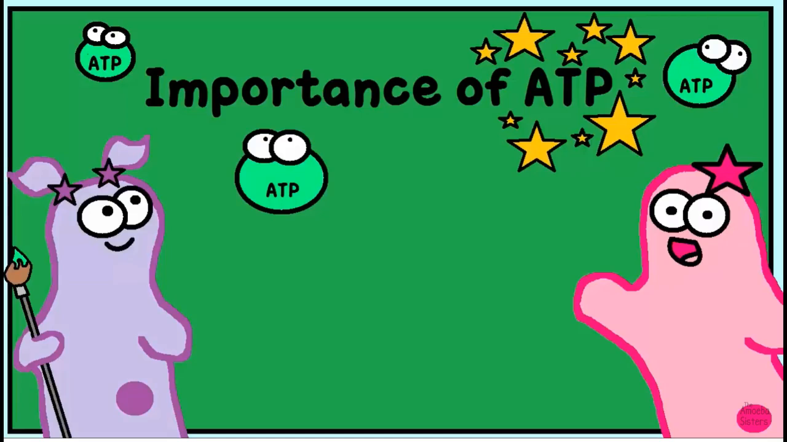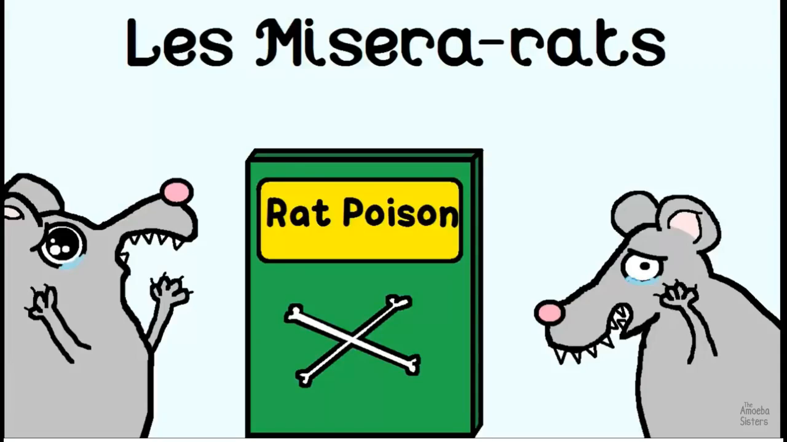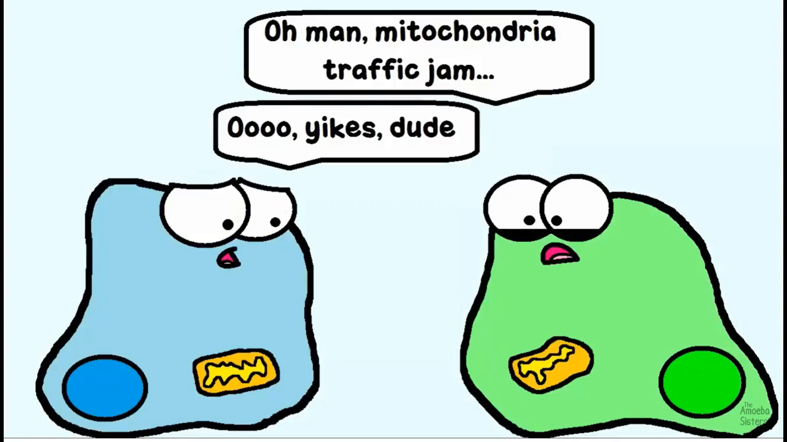Now, we really can't emphasize enough how important the process of making ATP energy is. If you doubt how powerful it is, consider cyanide. This toxin is found in some rat poisons. It is highly toxic. It works by blocking a step in the electron transport chain, and without being able to continue the electron transport chain, cells can't produce their ATP, and this poison is deadly in a very short time frame.